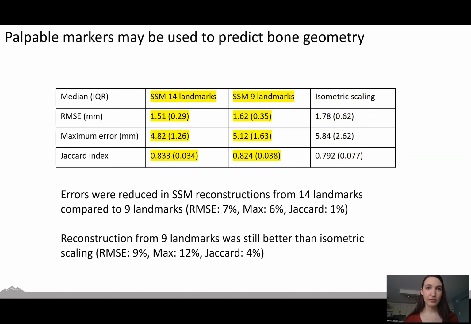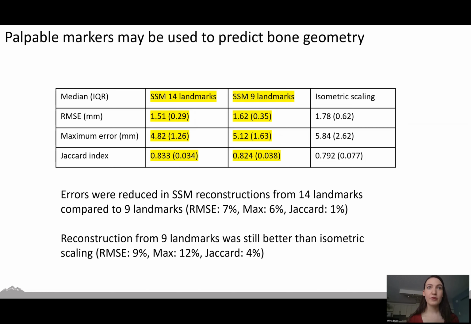Now looking at just the shape model reconstructions, using 14 landmarks did provide improved accuracy compared to using just 9 landmarks. So root mean square error was reduced by 7%, maximum error by 6%, and Jaccard index was increased by 1%.